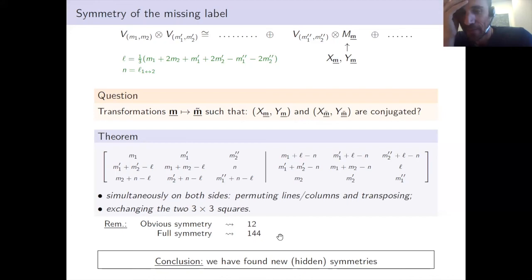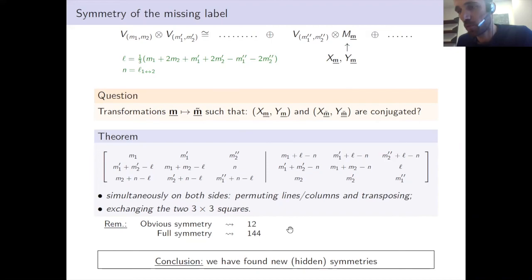I have to apologize. If Nicola were here, I would have to apologize to him because he has a very nice picture describing this structure, and I don't show it. But it's basically permutations of lines, it's six elements. Permutations of columns, it's six elements. Transposing, it's one more element, and it's really related. So you have something of order 36 times 2, 72, and then exchanging the two squares, it's times two, and you find this. And so it's some sort of semi-direct product.